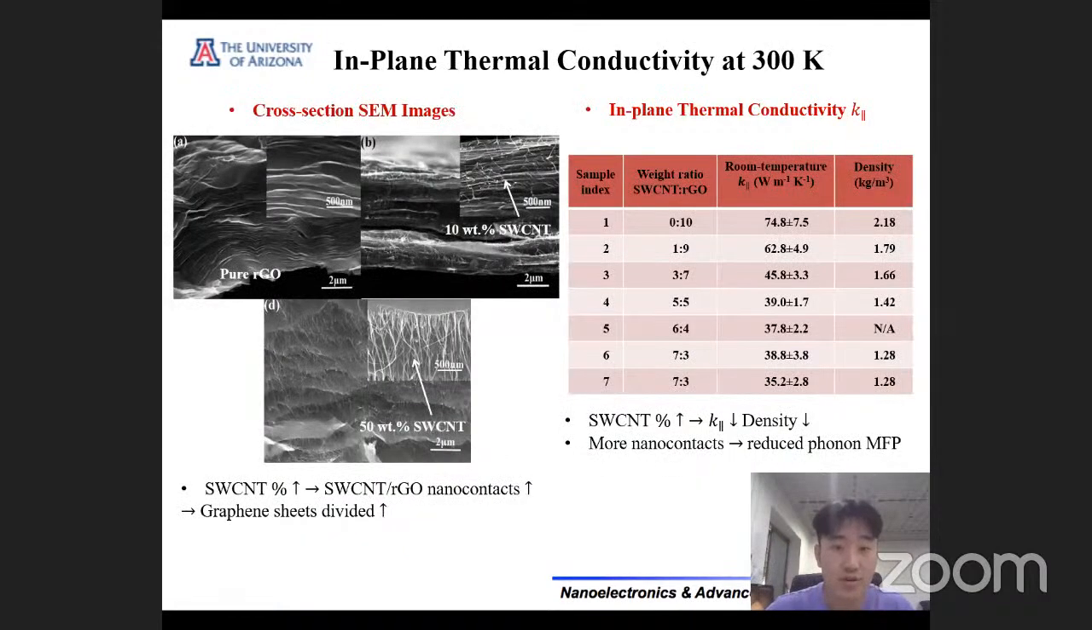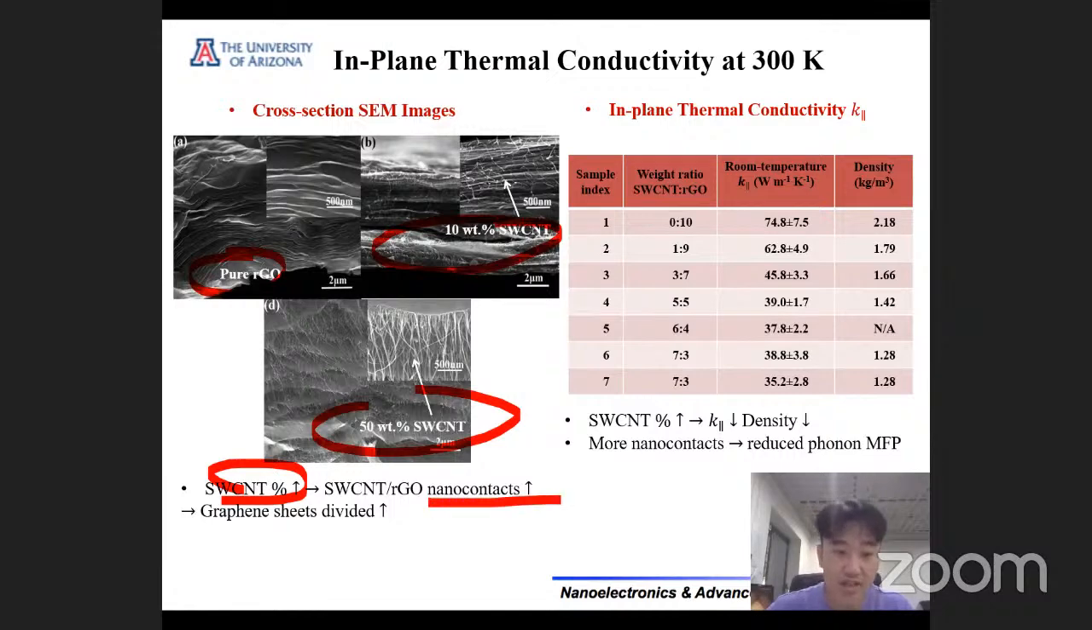Here I'm showing you the cross-section SEM images with the pure RGO sheets, 10% weight single wall carbon nanotube sheets, and 50% weight SWCNT sheets. We can easily find that the increased SWCNT ratio gave us more SWCNT-RGO nanocontacts, which means the graphene sheets are divided more.